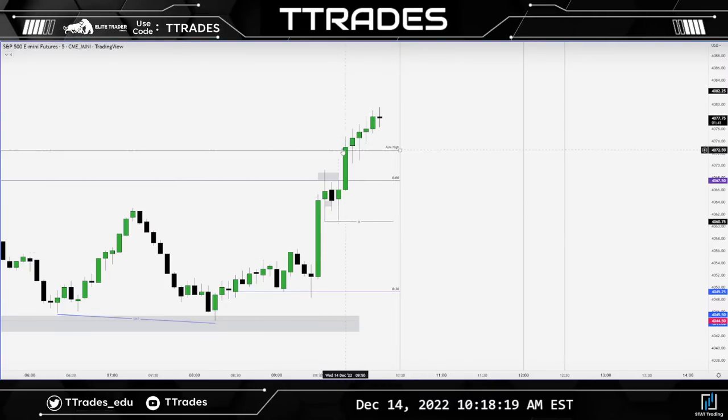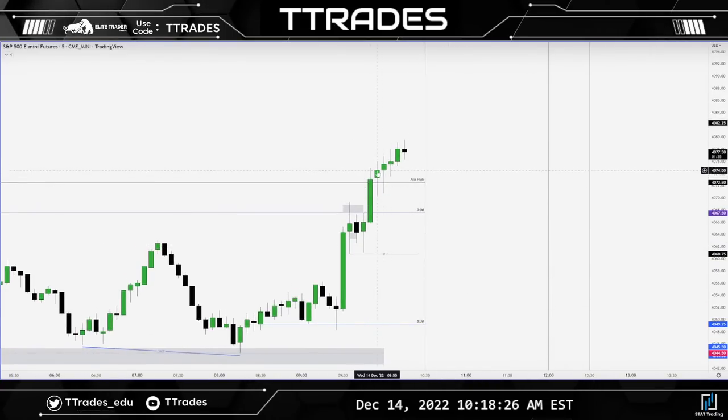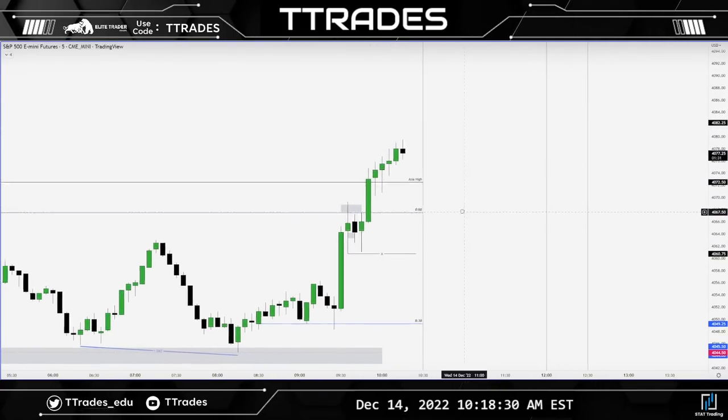Normally, when I'm above Asia high or session high, I'm looking for a reversal because that's where it provides the best risk to reward. But when we fail to break back down below, that is when we're likely to at least continue a little bit higher.